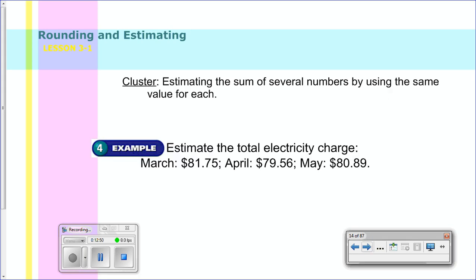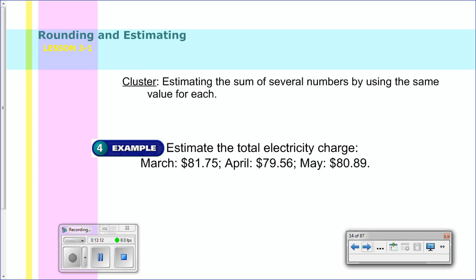All right, so that's one way. So right now we talked about just rounding to the nearest whole. We talked about front-end estimation. And the final one is when we do clustering. And you use this when numbers are very close to the same amount. This is when you estimate the sum of several numbers by using the same value for each one. So again, you only use clustering if the numbers are very close to each other.